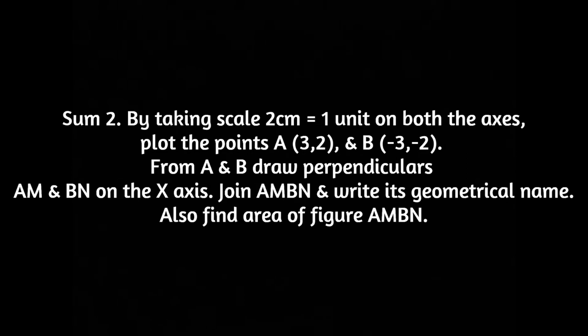Now by taking scale 2 cm equal to 1 unit on both the axes, plot the points A 3, 2, B minus 3, minus 2. Now A will be in the first quadrant, B both the coordinates are negative, so it will be in third quadrant. Then what is asked? From A and B, draw perpendiculars AM and BN on x-axis. Now A is in the first quadrant, so AM is in the positive part. It will touch the x-axis. Then write the coordinates of M.